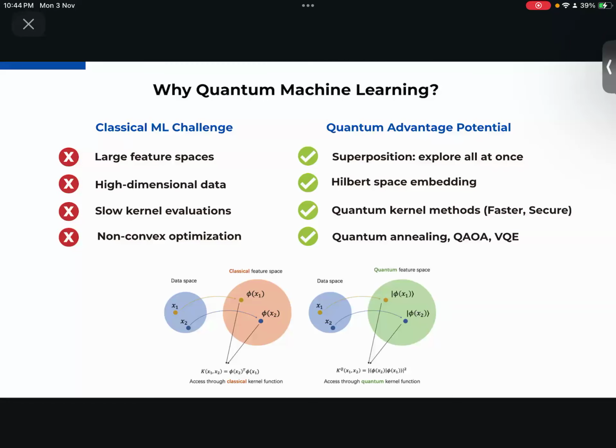And also we have the non-convex optimization, basically with a loss function in classical machine learning models. Much research has been developed where we replace the non-convex optimization for the loss function with quantum annealing approaches, with quantum approximate optimization algorithms, and with VQEs, the variational quantum eigensolver algorithms, so that we can create hybrid models where a part of the model runs on classical hardware and a part of the model runs on quantum hardware.